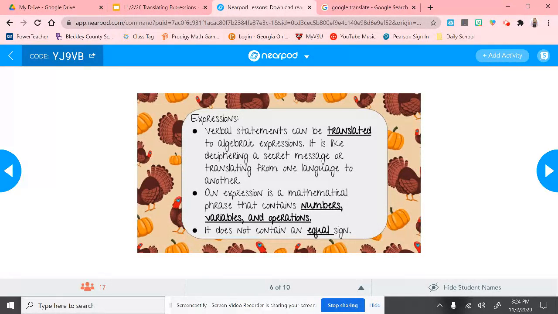So the word verbal means words. Okay, so we're going to take words and translate them to expressions, which are numbers and letters and operation signs.